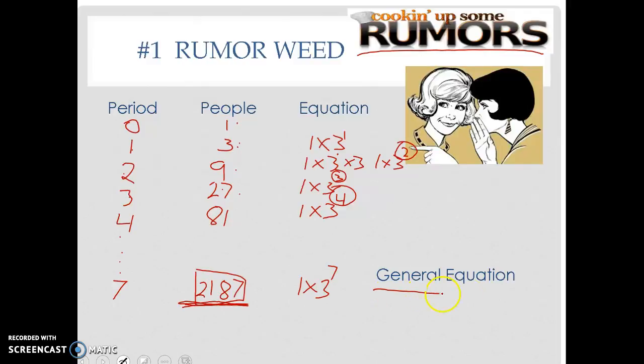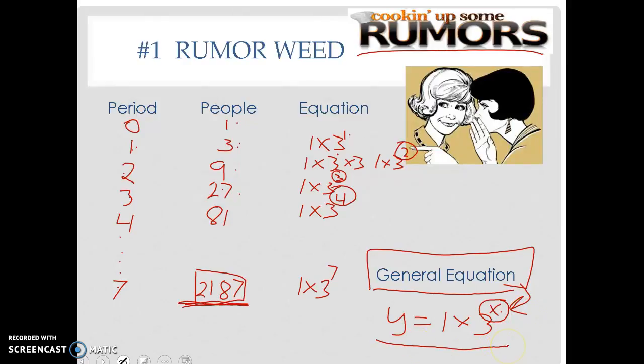And so what we want to talk about is this equation. The general equation here would have been the number of people who know about the rumor is going to be 1 times 3 to a certain power. This x changes. It's the variable, because after 1 period it's 1, after 2 periods it's 2, after 3 periods it's 3, after 7 periods it would be 7. So it's called an exponential equation because the x, or the exponent, is a variable.